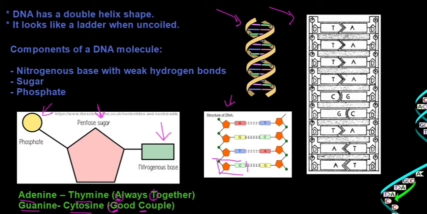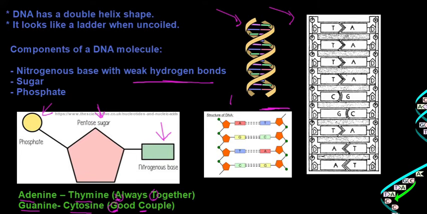Now that is only one half of the DNA molecule, as the other half is on the right hand side, and how these two legs of the ladder basically come together is through weak hydrogen bonds. So the weak hydrogen bonds are found between the nitrogenous bases. That's how they are attached to each other.